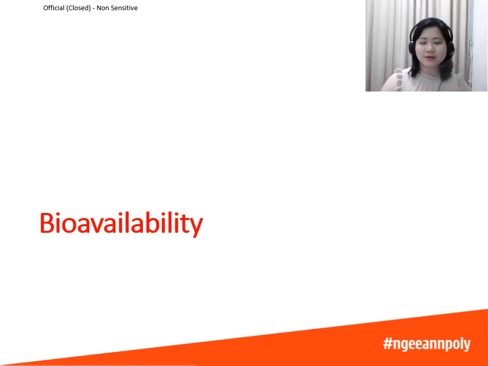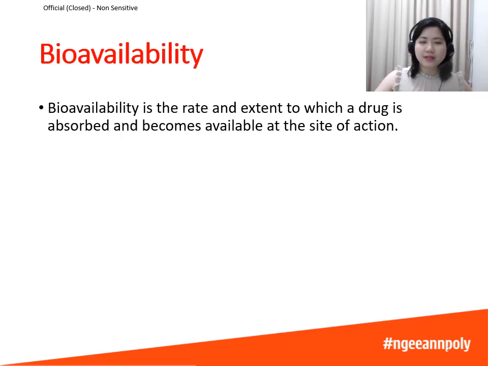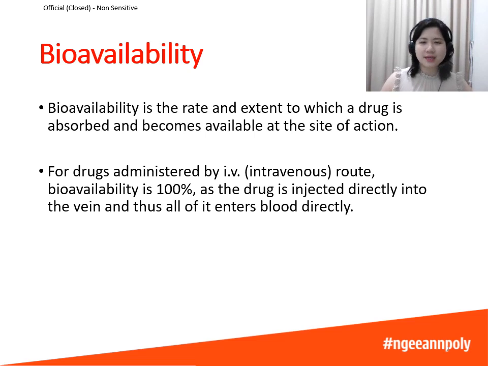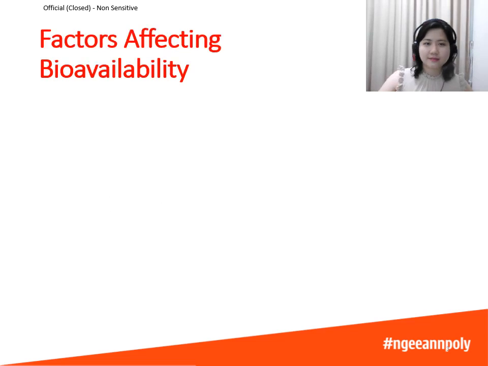Now let's zoom in on bioavailability, which is an important parameter for every dosage form. Bioavailability is the rate and extent to which a drug is absorbed and becomes available at the site of action. For drugs administered by the intravenous route, bioavailability is 100% because the drug is injected directly into the vein and therefore all of it enters the blood directly.